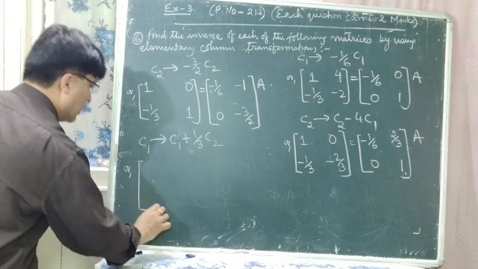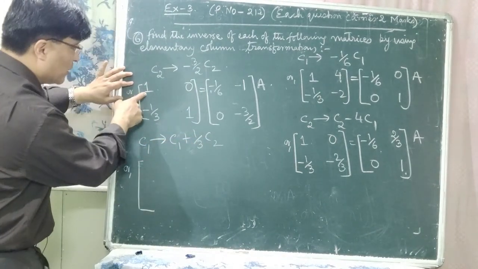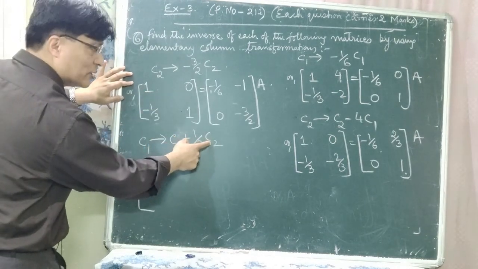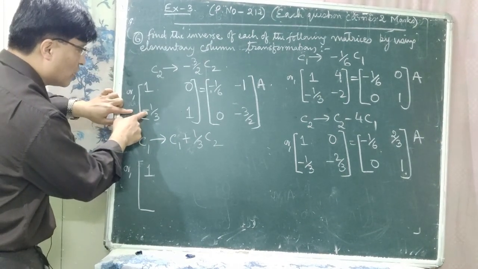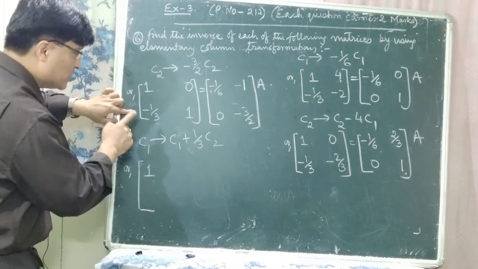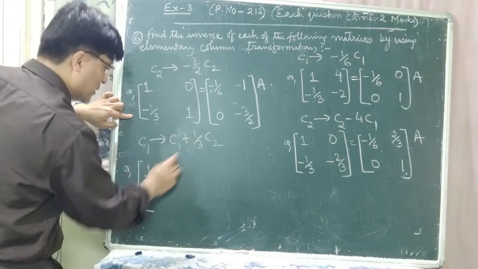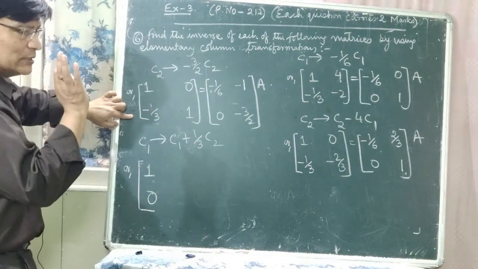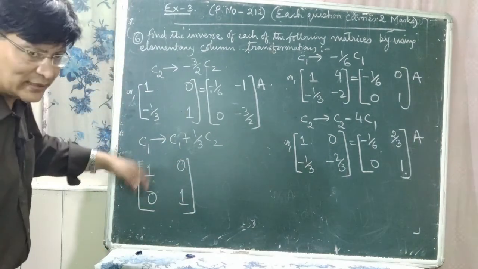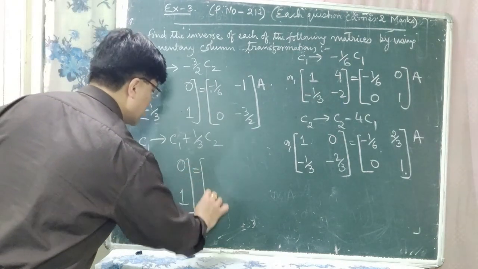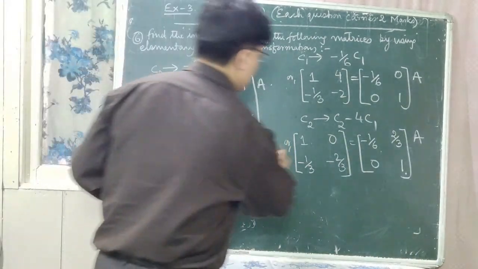So now column 1 is changing. How does it change? C1 plus 1/3 C2. That means C1 means 1 plus 1/3 into 0 is 0. That means it is only 1, right? Again, this element is changing. C1 becomes minus 1/3 plus 1/3 into 1, that is minus 1/3 plus 1/3 is always 0. So column 1 is changed. So column 2 remains the same, that is 0, 1, right? So that means we are getting the identity matrix, which is equal to, now here also column 1 is changing.